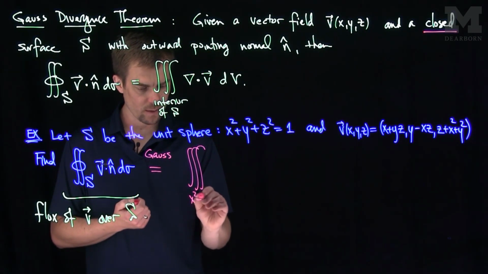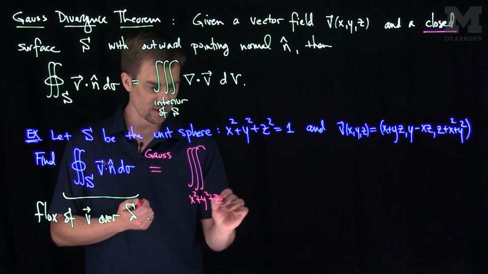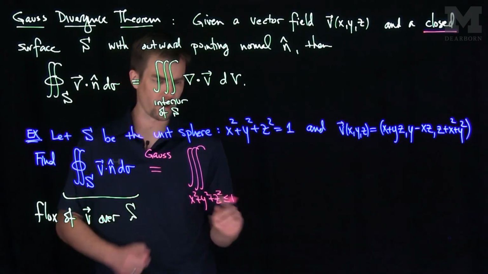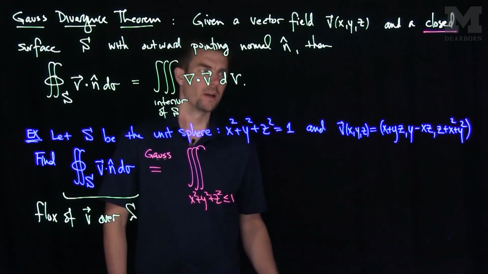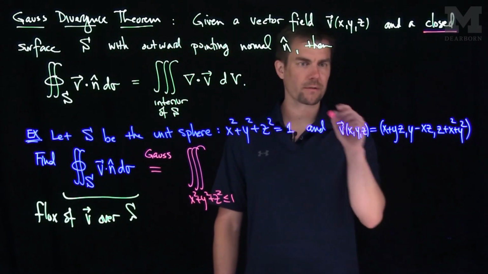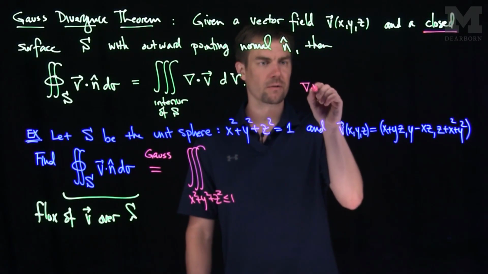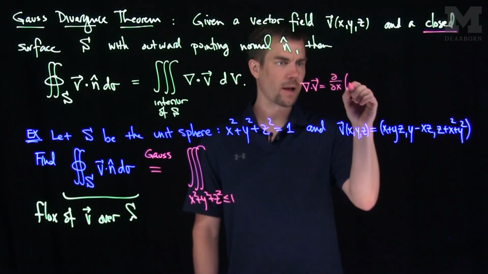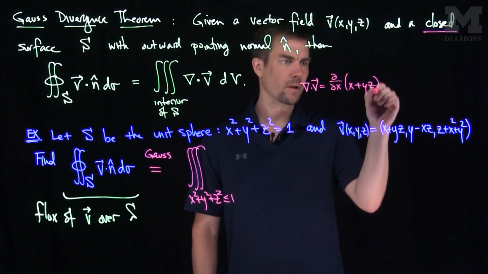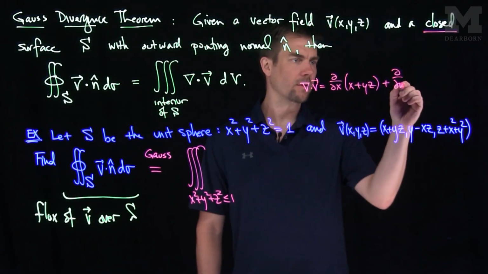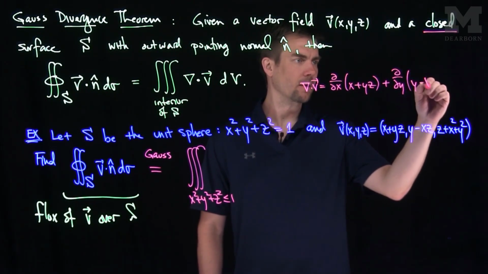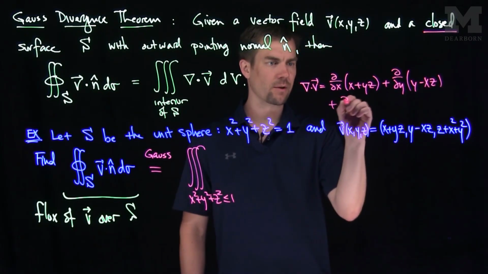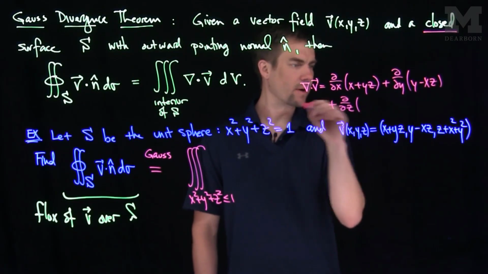So x squared plus y squared plus z squared less than or equal to 1. That's the interior of the sphere. And then we compute the divergence of this vector field. So let's compute the divergence of V. What's the divergence of V? Well, it's going to be the x derivative of the first entry, x plus yz, plus the y derivative of the second entry, plus the z derivative of the third entry.